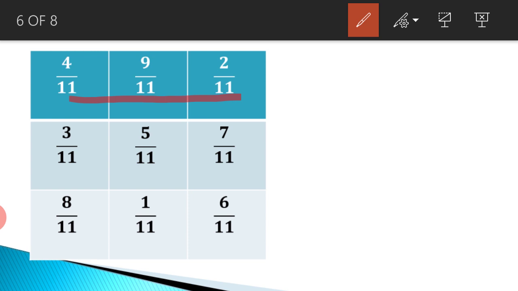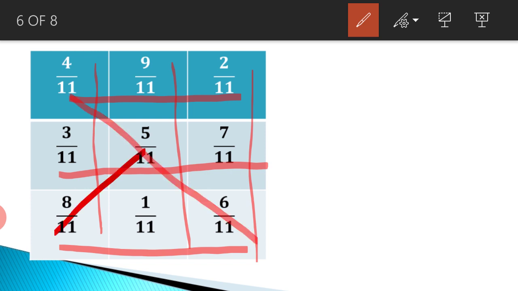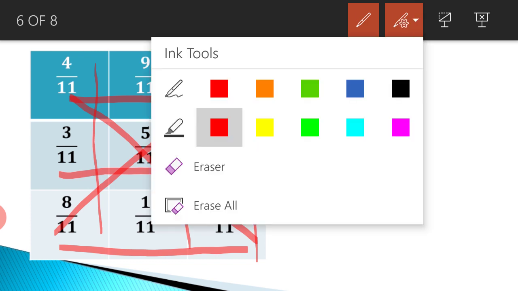So 4 plus 9 plus 2, that is 15. Similarly second, 15 by 11, 3 plus 5 plus 7, so again it is 15, 15 by 11 again. Third row, 8 plus 1 plus 6, that is again 15 by 11. Then we have to do column wise addition, and then the diagonal wise addition. And everywhere we have to check whether we get same sum or not. If we get same sum, then it is a magic square. If not, it is not a magic square.